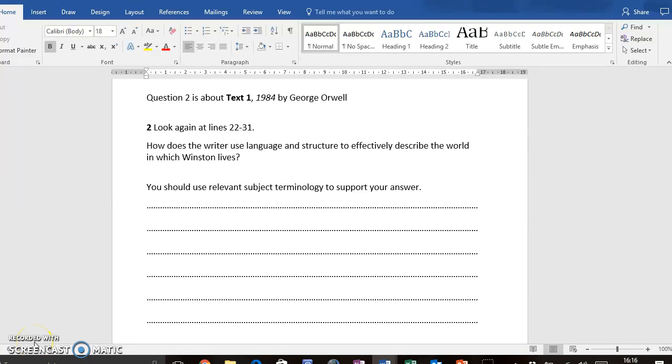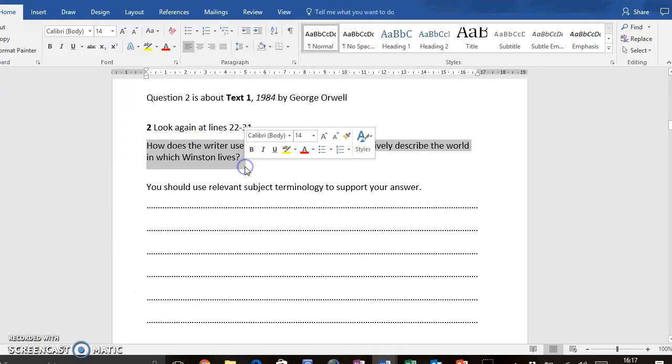This time it's on paper 2 from your mocks, so that's exploring effects and impacts. And we're looking at question 2, which is analysing language and structure. So this was the question on your mock paper, and it asked you to look at 1984 again by George Orwell, looking at lines 22 to 31. And your question here: how does the writer use language and structure to effectively describe the world in which Winston lives? You should use relevant subject terminology to support your answer.